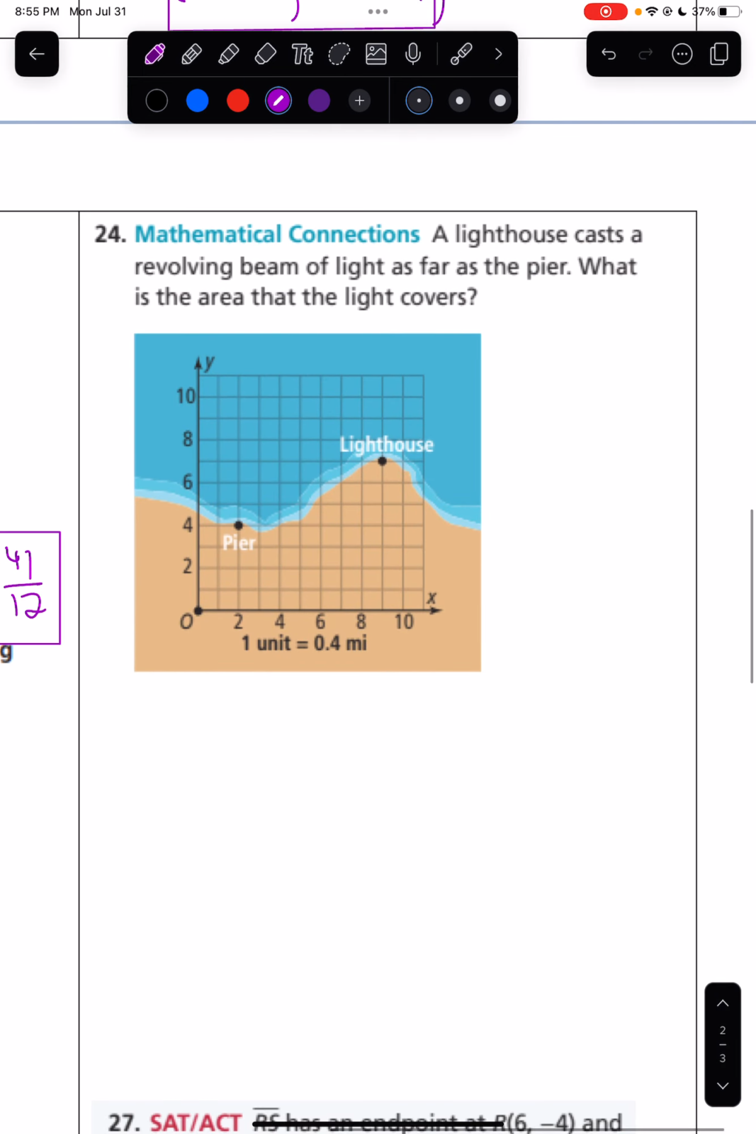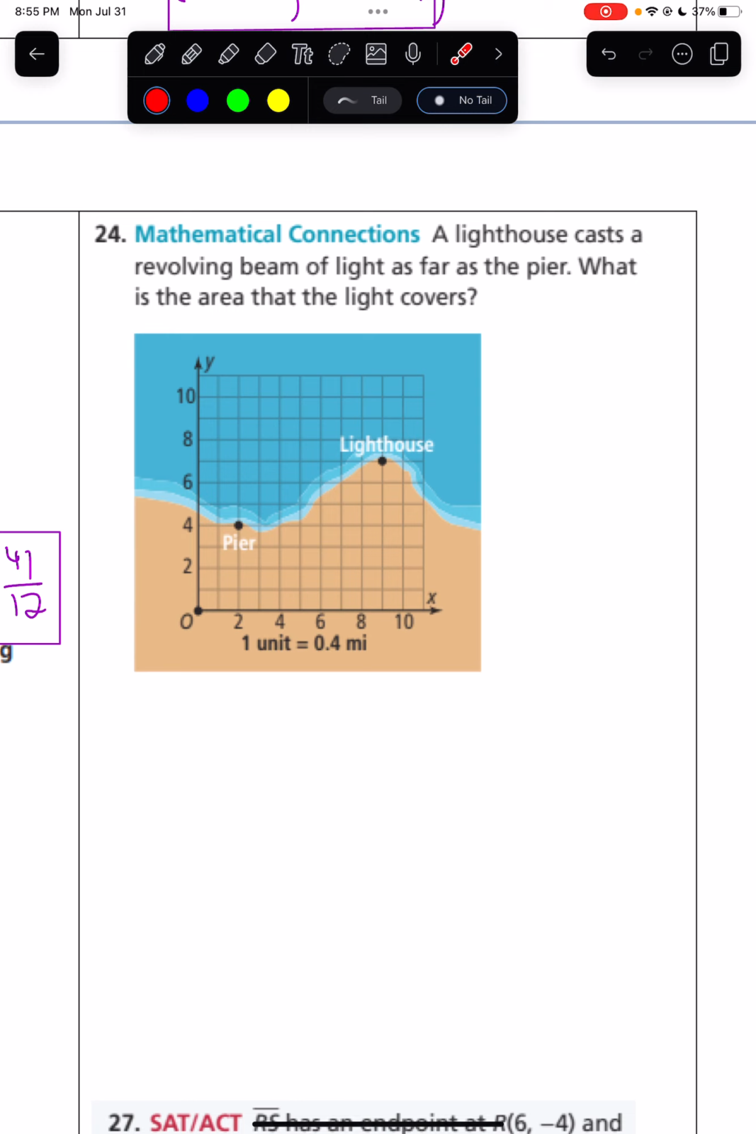Next, a lighthouse casts a revolving beam of light as far as the pier. What is the area that the light covers? Ooh, this is a good problem. There's lots to this one. So first of all, it's a revolving beam of light. So if we think about what shape the light is going to make, if it revolves, goes as far as the pier, but it's revolving, it's going to make a circle. So when we find the area the light covers, we're going to need to find the area of a circle.